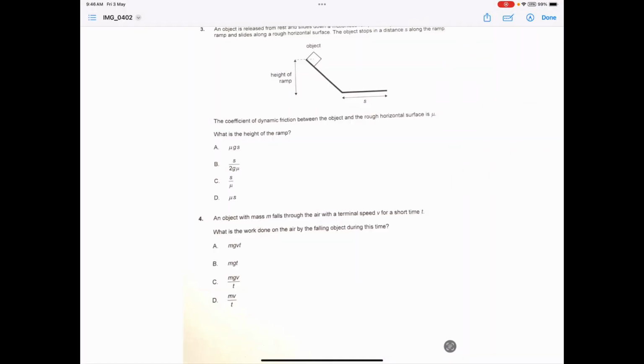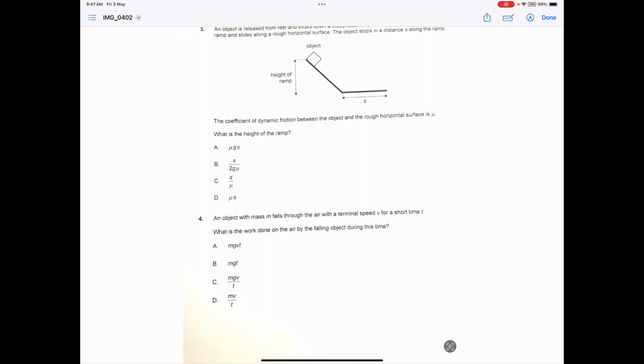Okay, number 3. An object is released from rest down a frictionless ramp. The object then leaves the ramp and slides along a rough horizontal surface. The object stops in a distance s along the ramp. The coefficient of dynamic friction between the object and the rough horizontal surface is mu. What is the height of the ramp?